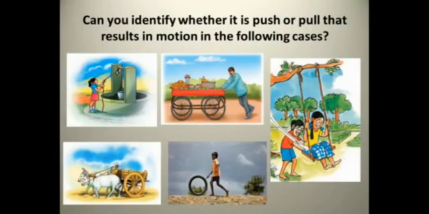In the second image, can you see the man is trying to push the vehicle, so it is a push. In the third picture, the man is pulling the bull towards him, so it is a pull. In the fourth picture, the boy is pushing the wheel, so it is a push. In the fifth picture, the boy is pushing the swing to and fro, so it is a push. Students, can you get it? What is the difference between the push and the pull?